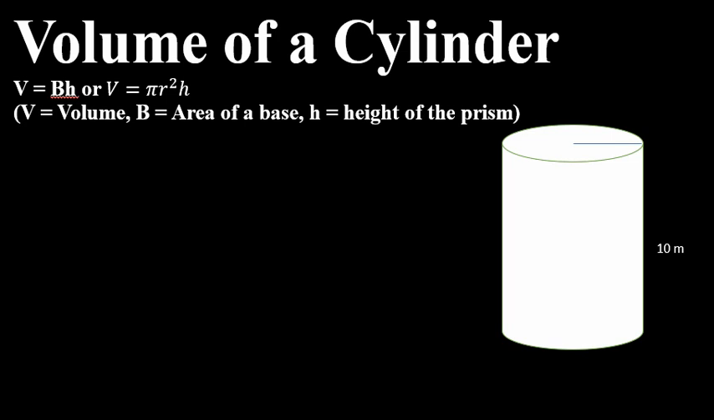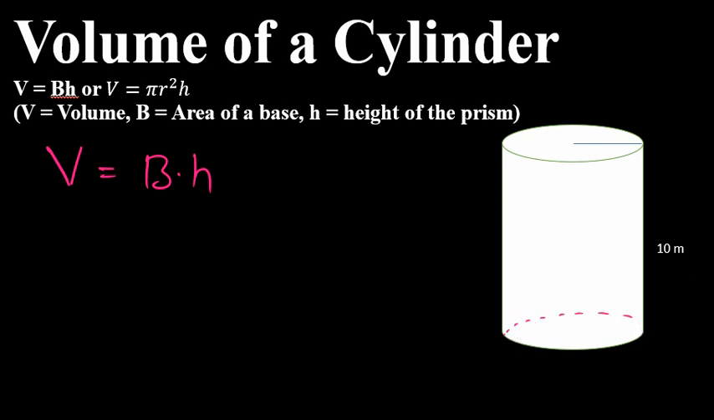Hi everyone, in this video I'm going to talk about volume of a cylinder. In the previous video we have seen volume of cube, rectangle, triangle and pentagon prism. Now to find the volume of a cylinder, we will use the same formula, but it can be derived to the next level. Okay. Now in this case the base is a circle, right?